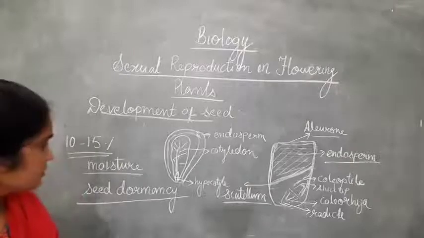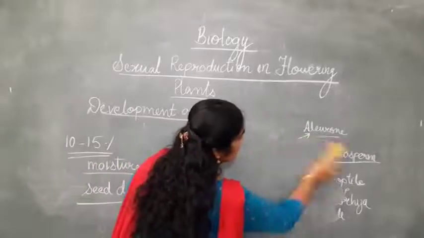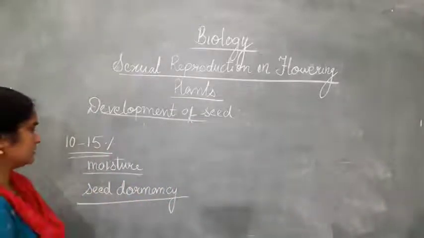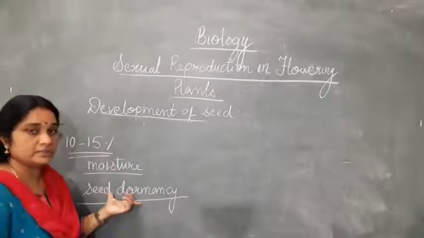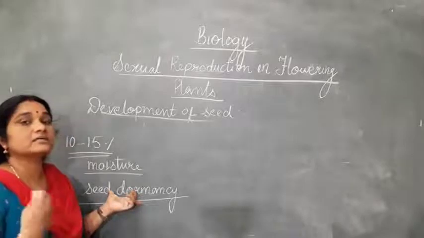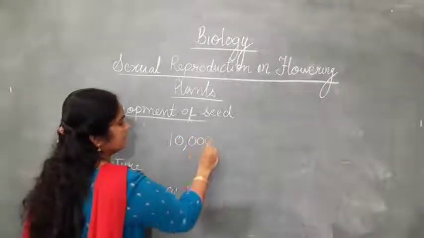And seed dormancy, when you study it, there are two important examples to be learned under this. One is that certain seeds were found to be viable. That means the seed started germinating, it started flowering, even after 10,000 years.